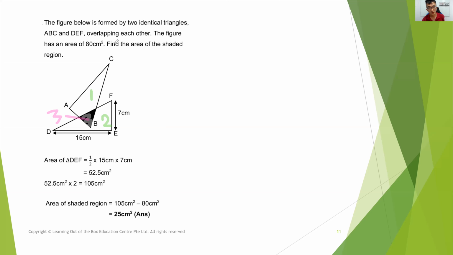Okay, so now what do we do first? Same thing, find the area. So triangle DEF is actually 52.5 cm square. Okay, so again, Coach John very kiasu. Which parts make up DEF? Only 2, Alex. 2 and what? 2 and 3. Okay, very good, Alex. Well done.